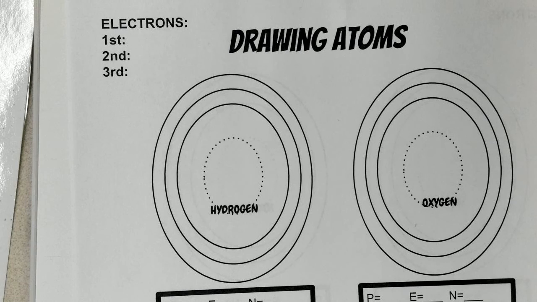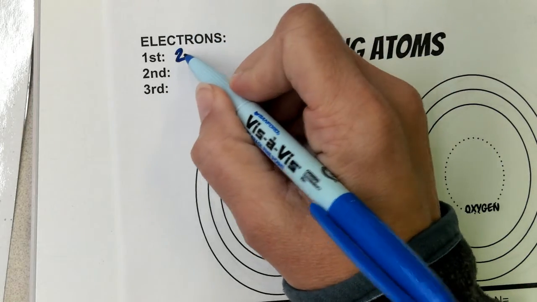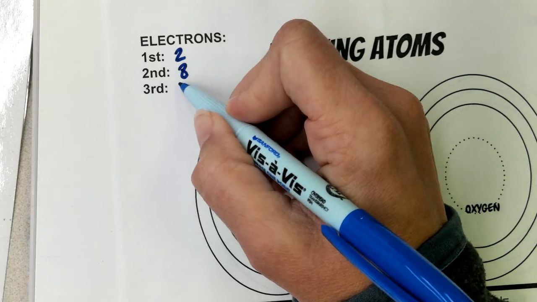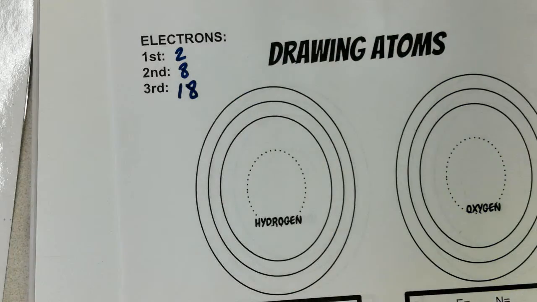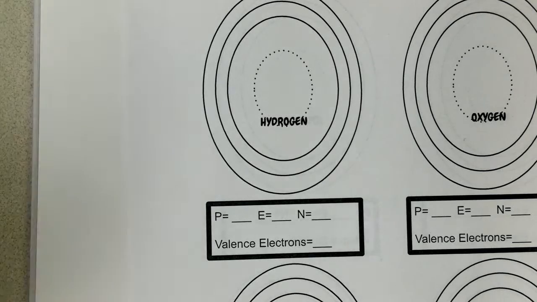Alright guys, today we're going to learn how to draw atoms. The first energy level holds 2 electrons, the second holds 8, and the third holds 18, with 8 available for bonding. Our first atom we're going to look at is hydrogen.